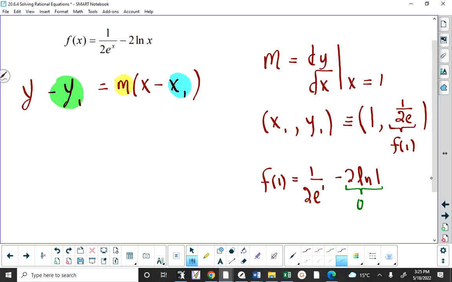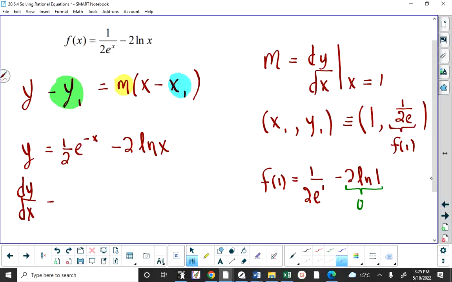So now we know x1, we know y1, we have to work on finding the slope. Let me rewrite the original function. The original function is f of x. I'm just going to write y equals, and I'm going to write this as 1/2 e to the negative x to make differentiating that first term easier. E to the x in the denominator of a fraction is the same as having e to the negative x in the numerator. Then we have minus 2 ln x. I haven't differentiated anything yet. If I differentiate now, I'm going to get the following.